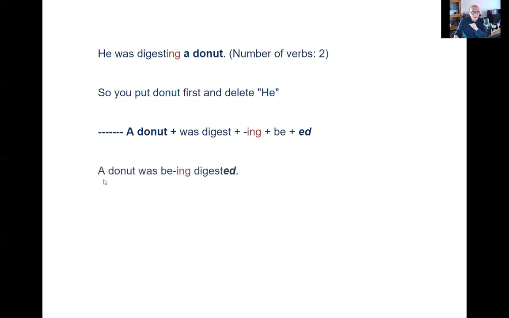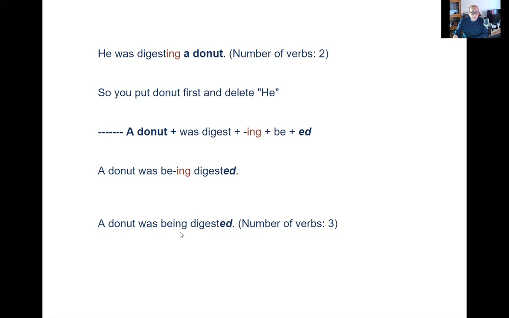So we have a donut, like we said, was, and be plus ing will go well together. Was being, and then we have digest, and then we have the ed. If you look at it, all the parts are there. You've got the ing, you've got the be, you've got the was, digest is here, and ed is here as well. Okay, we're good. A donut was being digested. What a horrible sentence. But anyway, that's okay. That's what it is. A donut was being digested. That's going to be the answer.